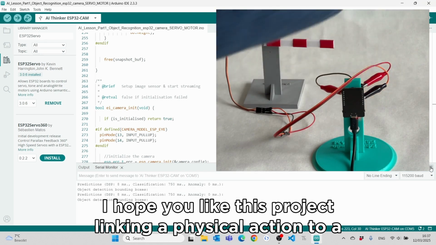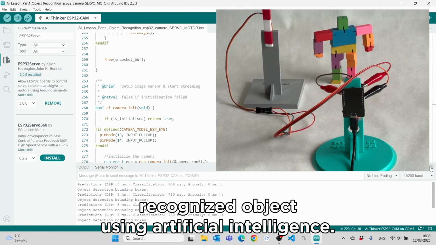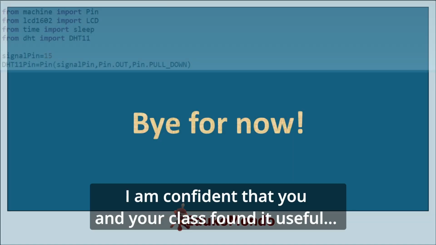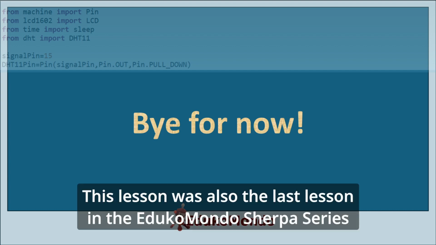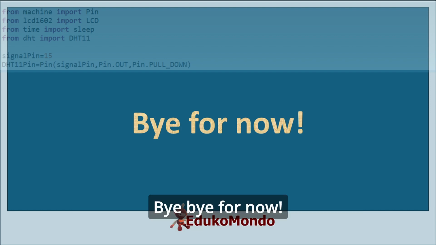I hope you like this project linking a physical action to a recognized object using artificial intelligence. That's it for lesson 20. I am confident that you and your class found it useful and are inspired. This lesson was also the last lesson in the Educomondo Sherpa series of STEAM education based on the Raspberry Pi Pico and MicroPython. Bye bye for now.